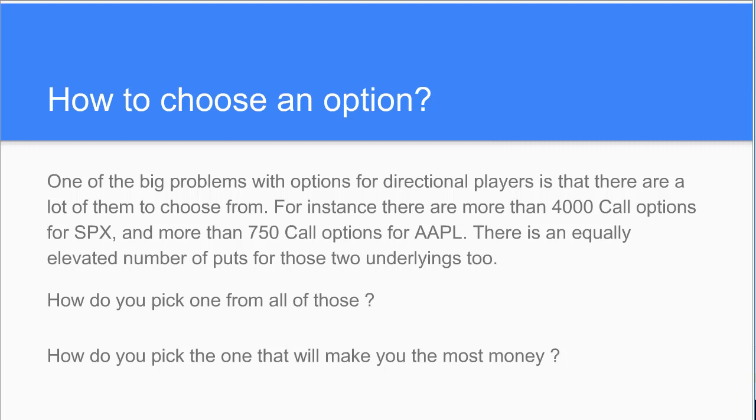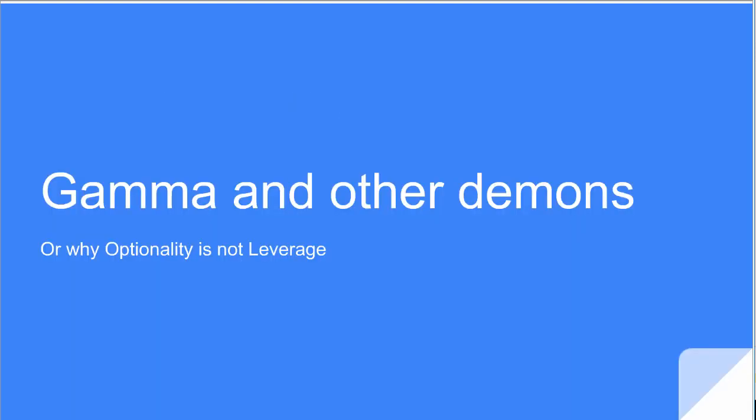So that's what this presentation is about. And to help you do that, I'm going to talk about gamma and other demons. Just a little attempt at humor here. But more exactly, I'm going to talk about optionality and the difference between optionality and leverage, and also why optionality is not leverage, and even furthermore, why optionality is superior to leverage. So we'll see that through the presentation.